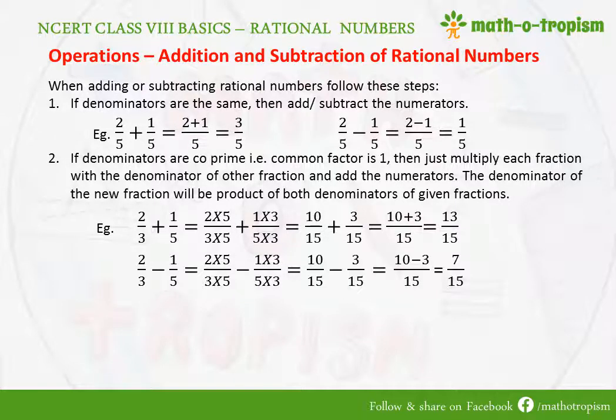Similarly, if it is 2 by 3 minus 1 by 5, the same process of multiplying 2 by 3, both in the denominator and numerator, with 5 and subtracting 1 by 5 multiplied by 3. So here it becomes 10 by 15 minus 3 by 15. So 10 minus 3 is 7. So 7 by 15 is the answer.